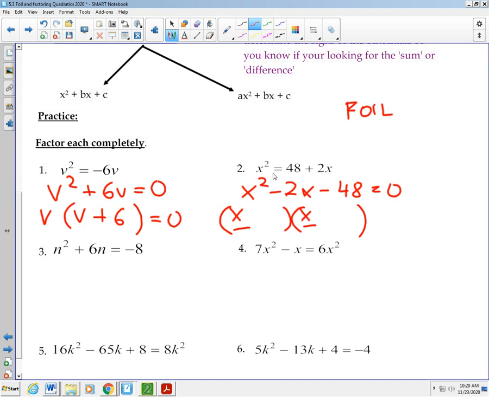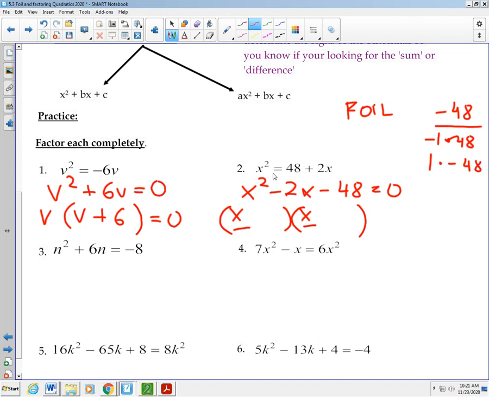Okay? Now, last, L stands for the last number times the last number. And the two terms in the middle you are adding. So let's look at negative 48. That's the best way to explain factoring. What two numbers multiply to negative 48? You could do negative 1 times 48. But it could be also 1 times negative 48.